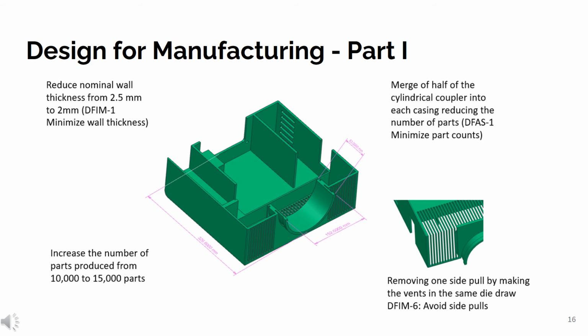Three of the features we can change for a redesign could be the merging of half of the hot round coupler into each casing to avoid an extra part, DFAS number 1, minimize part counts. The reduction of the nominal wall thickness from 2.5 mm to 2 mm, DFIM number 1, minimize wall thickness. The reduction of the number of side pulls by making the bends in the same die vector, DFIM number 6, avoid side pulls. Finally, we can also increase the number of parts produced from 10,000 to 15,000 parts.